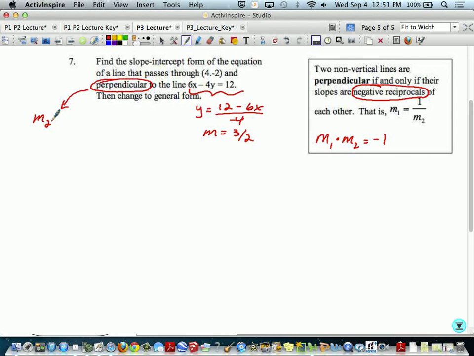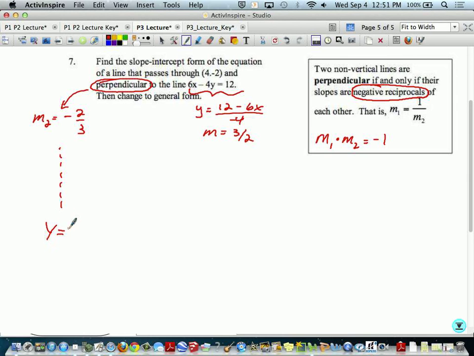Let's just call it m2. What's the second slope then when you do perpendicular? -2/3. So one always has to be positive, one always has to be negative, and you flip it top and bottom. So what I want you to do right now is see if you can plug this slope into point slope form with that solution point. I want you to come up with the slope intercept form.